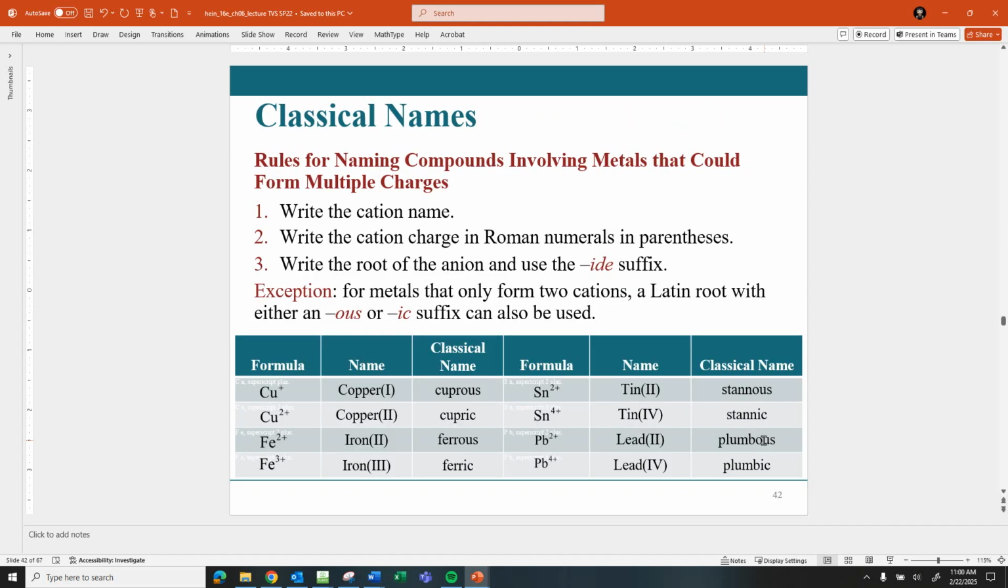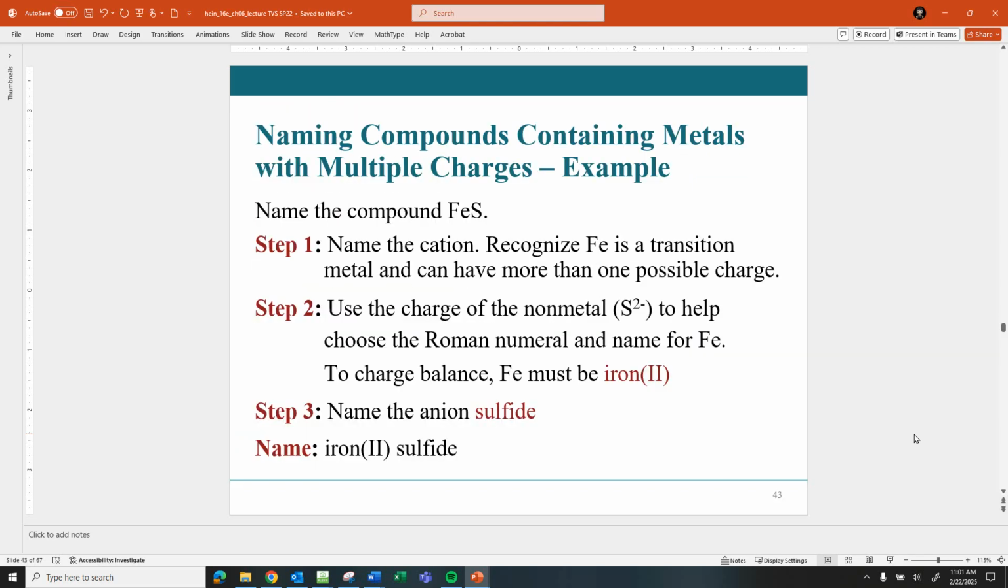So here's some classic names. I do not want you to be using these. I want you to use copper 1 or copper 2 or iron 2 or iron 3. I don't want you to be using cuprous, cupric, ferrous, ferric, stannous, stannic. This is more, I would say, organic. Chem 151, 152. You would need to know these. I want you to write tin 2 or tin 4. Okay? Now, if you have a metal with multiple charges, how do you write it out? Well, again, this will be on your flow chart, but pause the video if you need to write the steps.